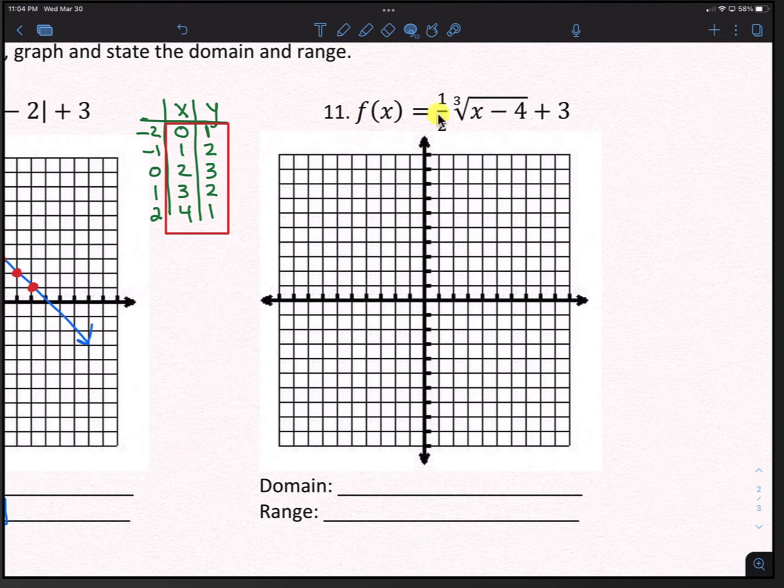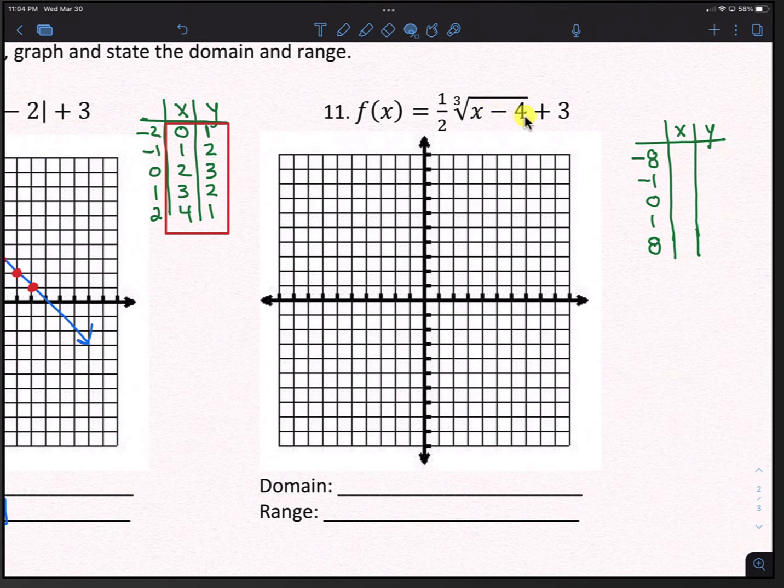All right, here's number 11. This is a cube root graph. So it's 1/2 cube root of x minus 4 plus 3. Now we need a table first before we graph. And you might recall that the original 5 numbers for the cube root parent curve are -8, -1, 0, +1, and +8.